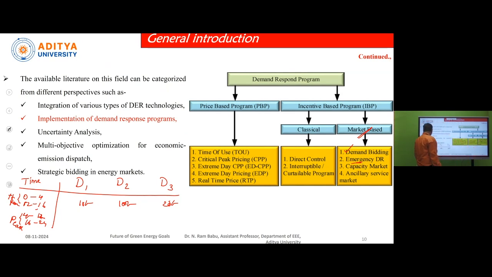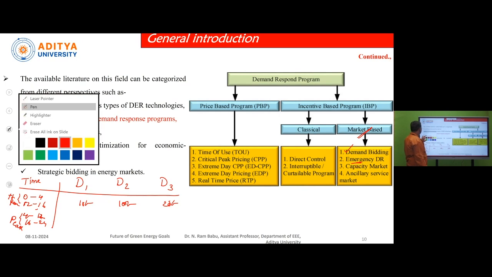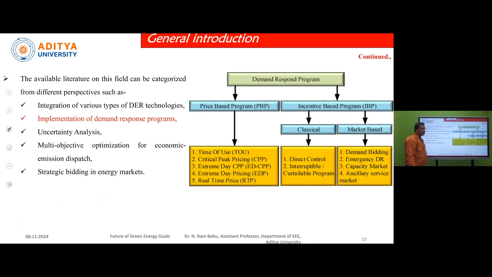Next one is emergency DR. That means based upon your emergency, you will be getting the price. DR means demand response. Next one is capacity market. If the amount of energy is more with us, we get lower prices during off peak hours, that means less income during off peak hours. If the capacity we have is very less and we sell that energy during peak hours, we will be earning more profits.